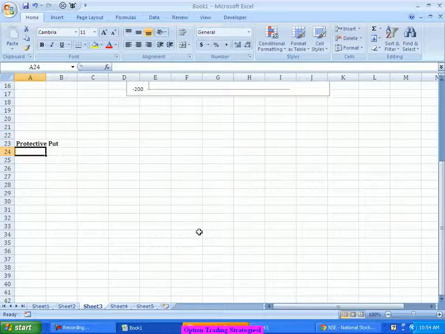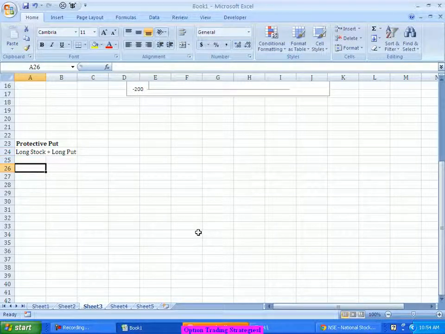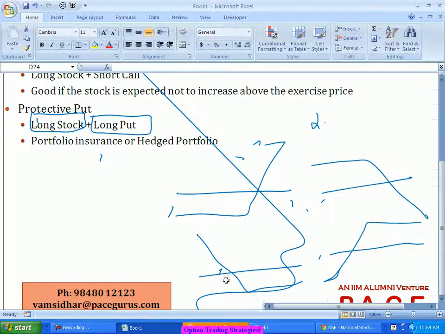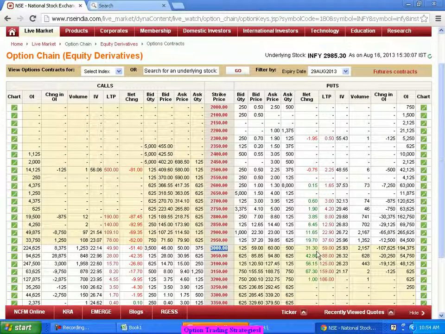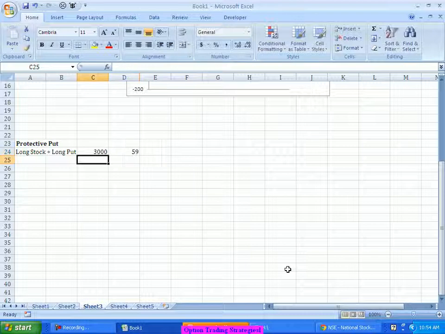What is this protective put strategy? We are saying you are going long on the stock, which means you are buying a share plus long put. You are buying one share, you are buying one put option. Okay, what is that put option? Let's take the 3000 put option. If it is the 3000 put option, at what price is it available in the market? 59 bucks. Okay, so right now I'll take it as 59 bucks for the put option. All right, and what is the share available at? 2985.3. So today I am buying one share at 2985.3 and the put option at that much.